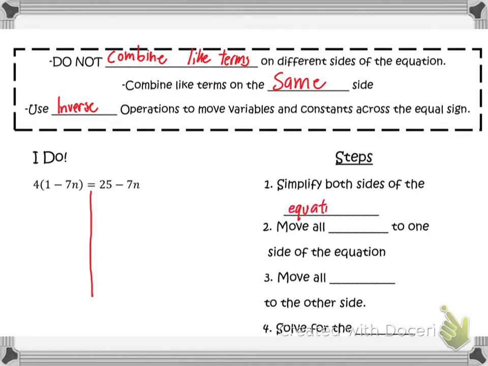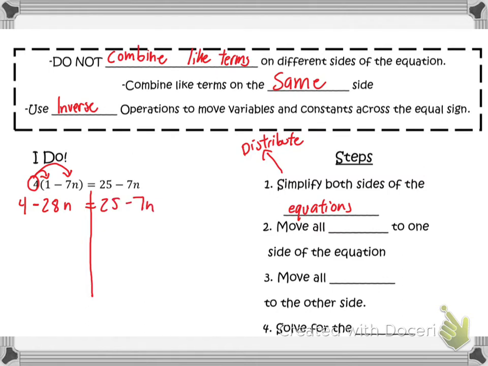And by the word simplify, I mean I want to distribute. So when it says simplify both sides of the equation, I want to distribute if there's any distribution. Right, so I'm looking at this. I am distributing this 4 because it is in front of the parentheses. So I will have 4 times 1, which is 4, minus 28n is equal to 25 minus 7n.